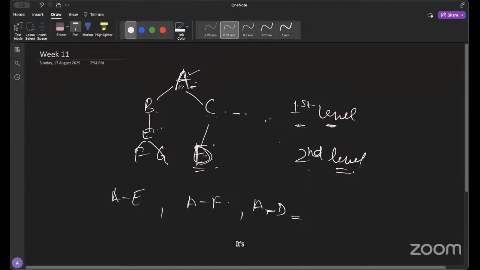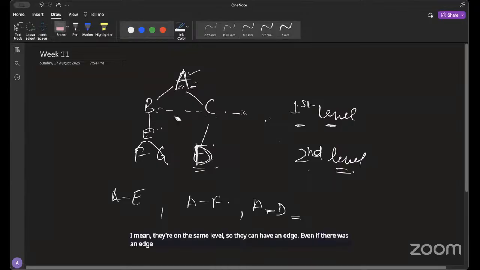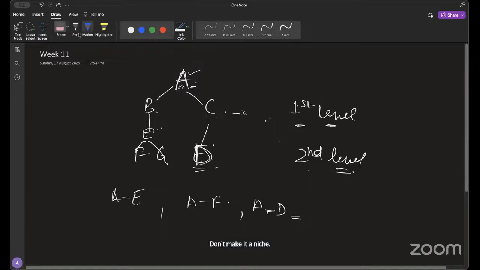It's on the second level. It doesn't have a direct edge to A. Otherwise, you see it here. A and F cannot be an edge because otherwise you see F here on the first level. A and B cannot have an edge because otherwise you see B on the first level. And about B and C, if you look at B and C, they can have an edge because they're on the same level. Vertices that have the same level can have an edge.